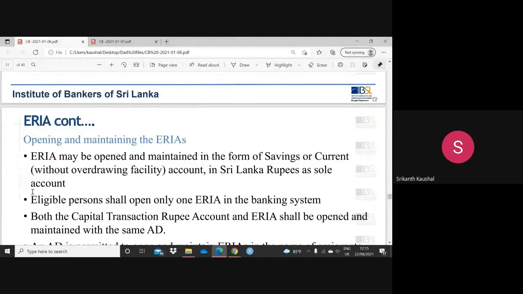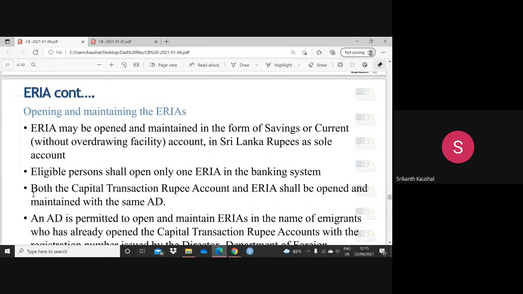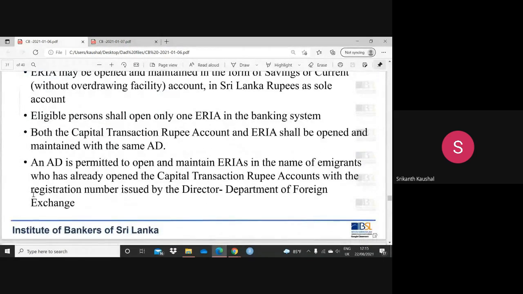An eligible person shall open only one ERI in the banking system. Both the capital transaction rupee account and the ERI shall be opened and maintained with the same bank, same AD. An AD is permitted to open and maintain an ERI in the name of an immigrant who has already opened the capital transaction rupee account with the registration number issued by the Department of Foreign Exchange.